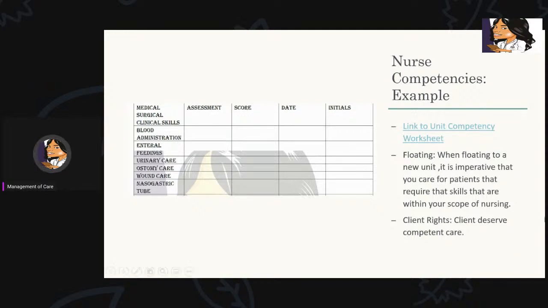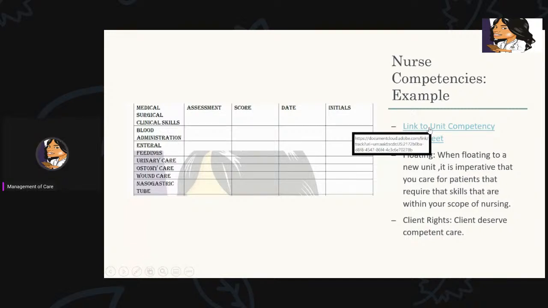So this link here is a link to a competency worksheet. You'll just click it and then you can somewhat research what the different competencies are on different floors of the hospital. So when you are given these questions about floating, which you will, you'll understand as a med-surg nurse, I can do this. So that means that if I go to a peds floor, I can do this. It means that if I float from a med-surg floor to an OB floor, I can do these particular skills. I'm competent.